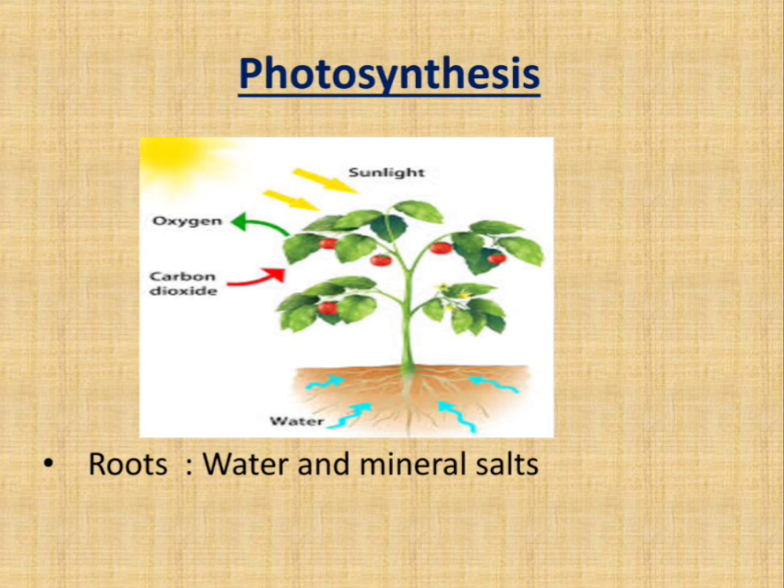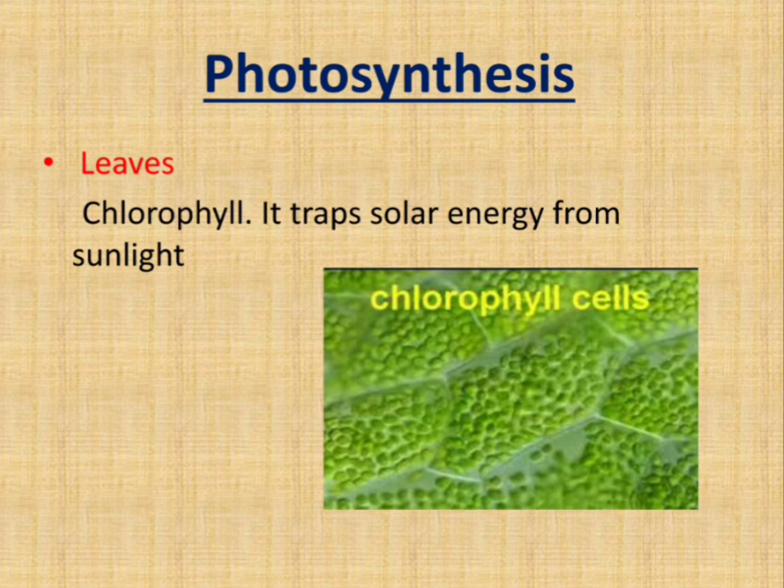What are the functions of roots? Roots fix the plant firmly in the soil. Second function is roots absorb water and mineral salts from the soil. So, water required for photosynthesis is absorbed by the roots and transported to the leaves. Leaves contain a green pigment called chlorophyll. Chlorophyll traps solar energy from sunlight.